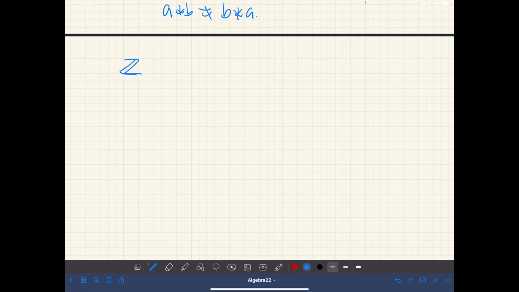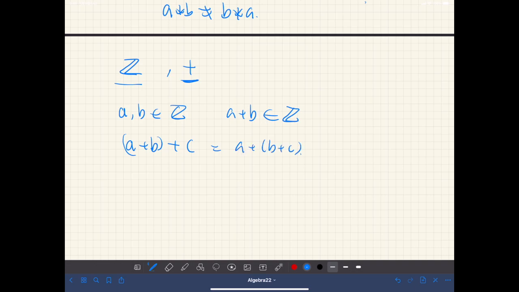Let's say we have the set of integers and consider addition as the binary operator. Then under the usual operation of addition, this is a semigroup. For example, for any integers a and b, we can define another integer a plus b. And of course, this addition is associative. This is just ordinary addition, so these hold. So the set of integers is a semigroup.